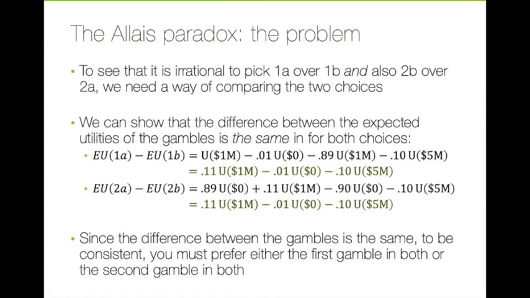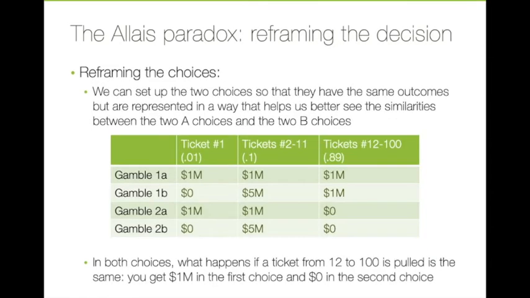You can't maximize your utility in both decisions by making the A choice in one and the B choice in the other. If you're still finding it hard to see why you have to consistently make the A choice or the B choice in both, here's a way we can reframe the Allais paradox. We can set up the two choices so that they have the same outcomes, but they're represented in a way that helps us better see the similarities between the two A choices and the two B choices. So pay attention to what's similar between gamble 1A and 2A and 1B and 2B.